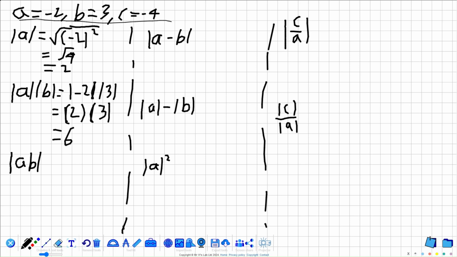Now we've got another multiplication, but it's actually within the modulus. So this time we've got (-2), I'll put these in brackets, and 3.